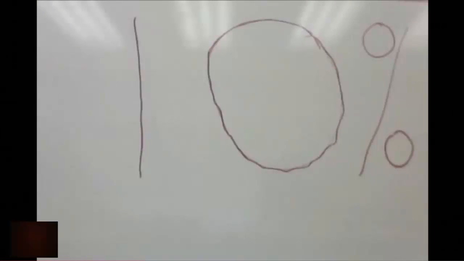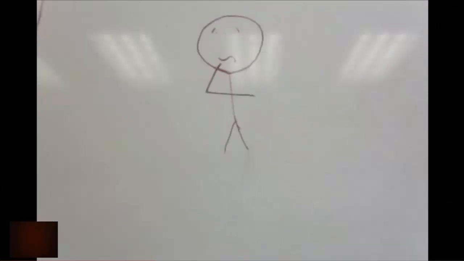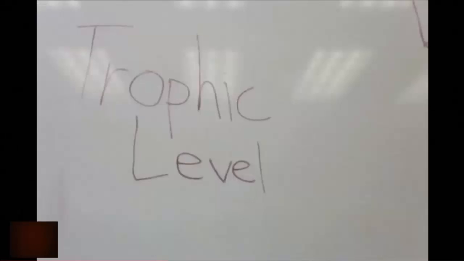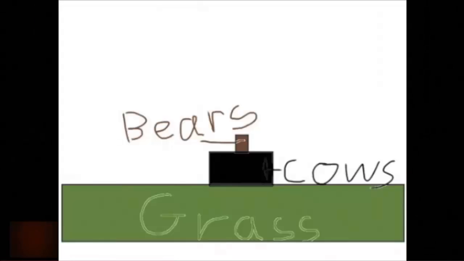The 10% rule is an approximation of the amount of biomass passed between trophic levels. Whoa, that was a lot of big words. Let's go over them. Biomass is the total mass of something minus the mass of the water. A trophic level is basically just a level of a food chain. Let's use the cow example from before, but let's replace humans with bears. We can symbolically place grass, cows, and bears on different levels.